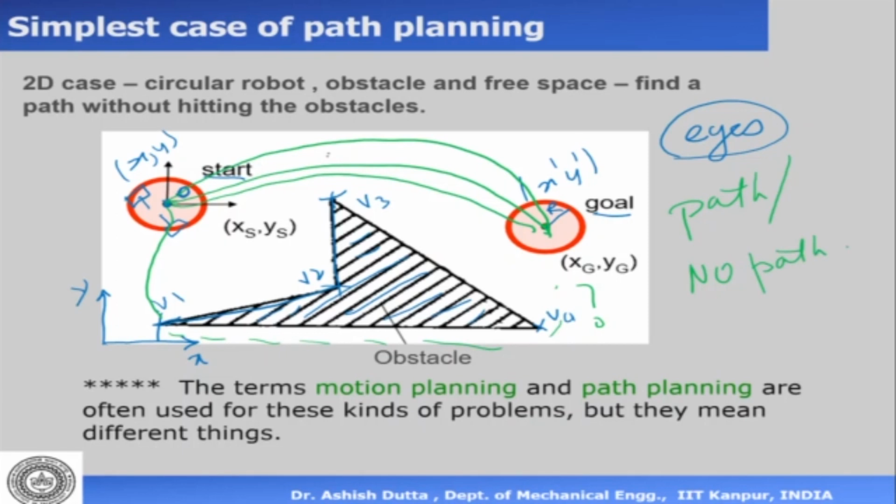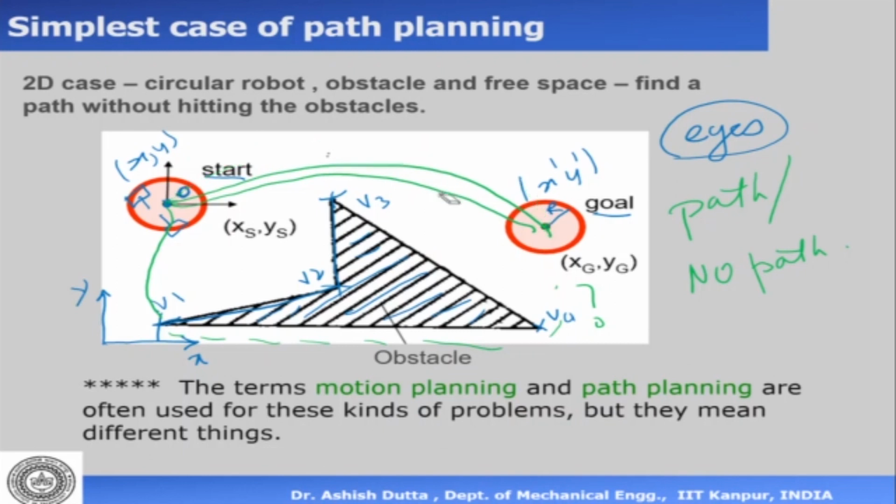Now, if there is a path, then which is the shortest path, for example? Okay. So the simplest case of path planning is as shown in this figure, where the mobile robot, which is circular, has two drive wheels. It has to go from the start point to the goal point. Okay. So what are the paths?